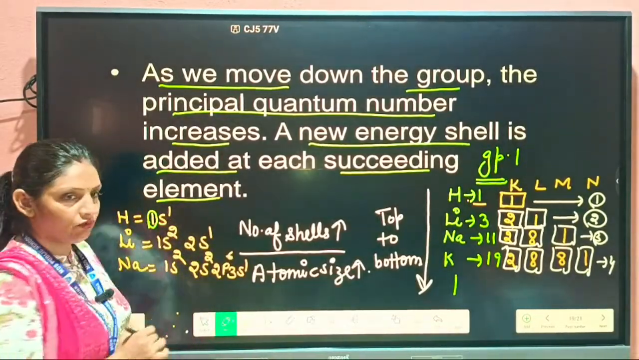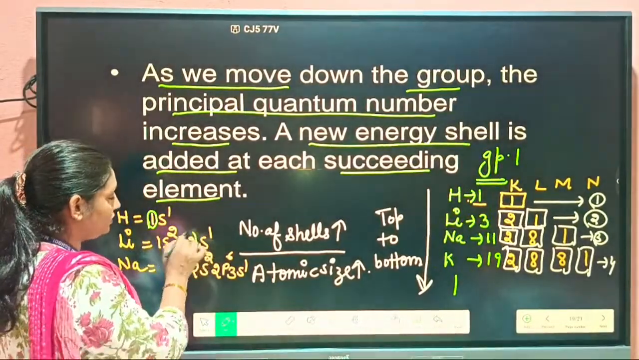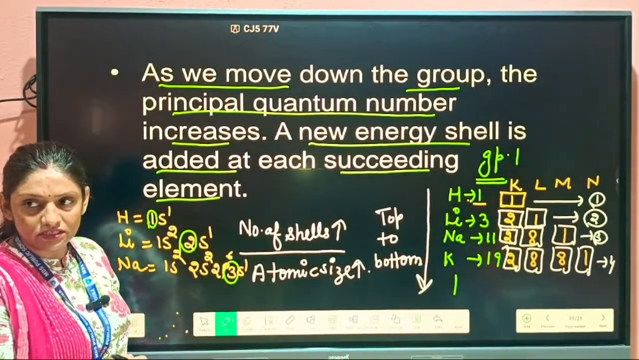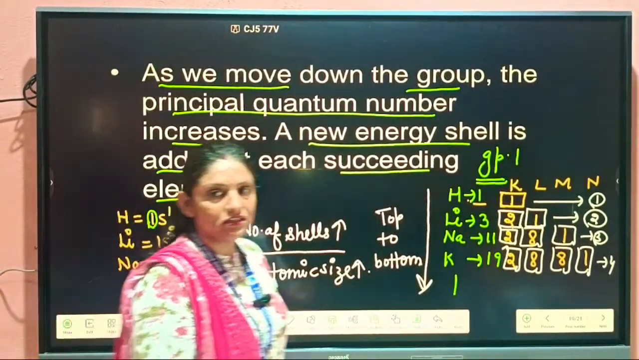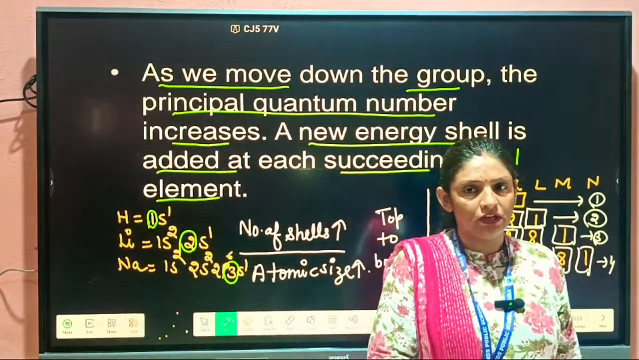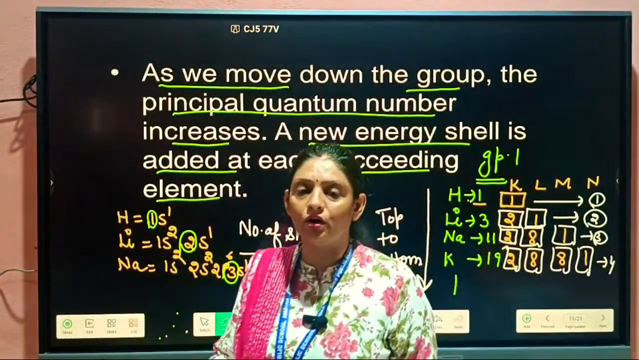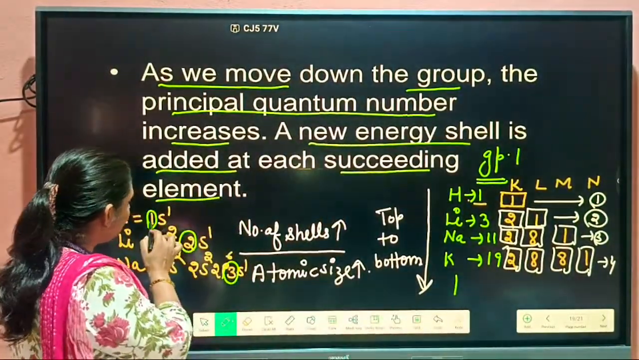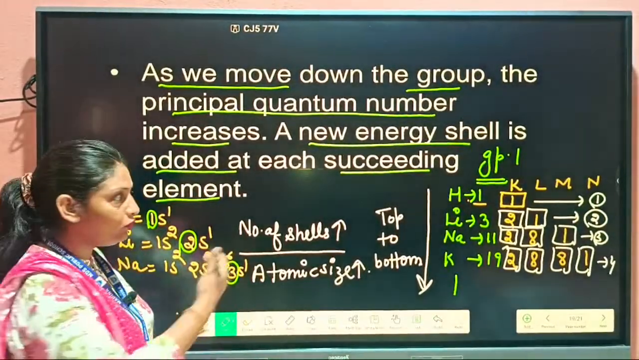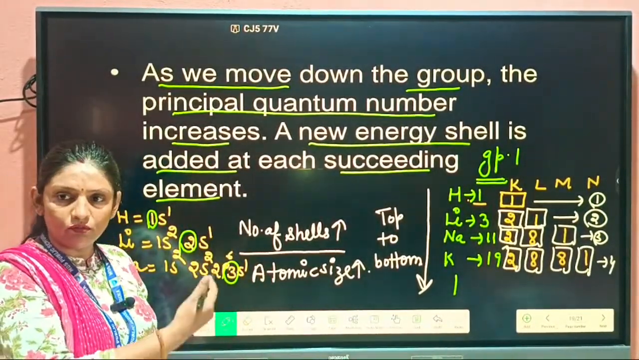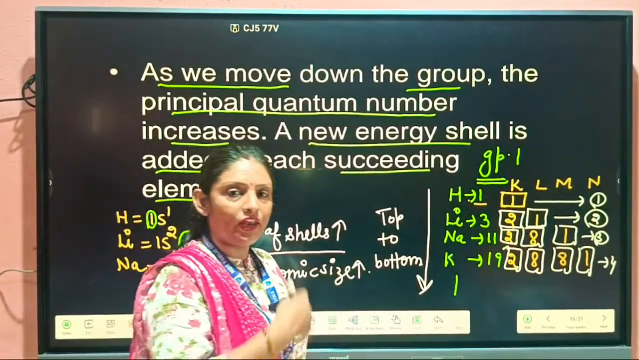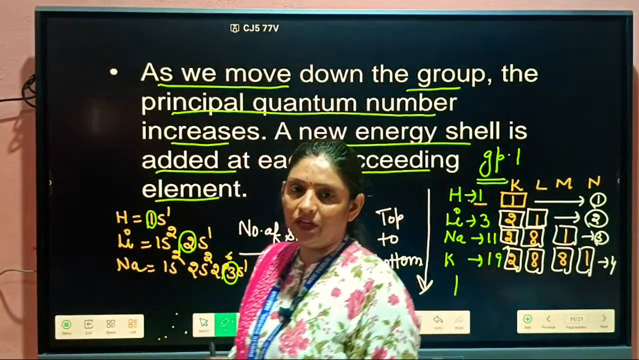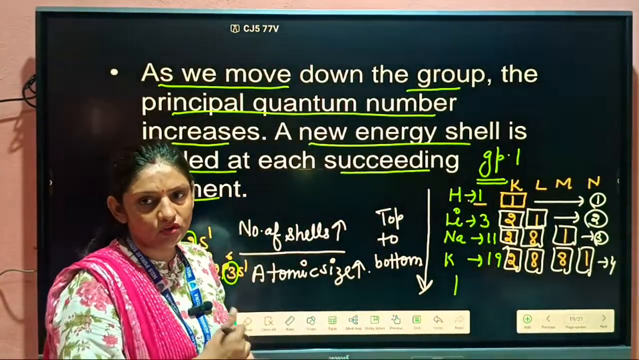Here n is 1. In case of lithium, n is 2. In case of sodium, n is 3. And what is n? N is the principal quantum number, and the principal quantum number tells about the energy of the shell. So the value of n is going to increase when we move from top to bottom, down the group. Because the value of n increases, the size of the atom also increases. Is it clear to you or not?